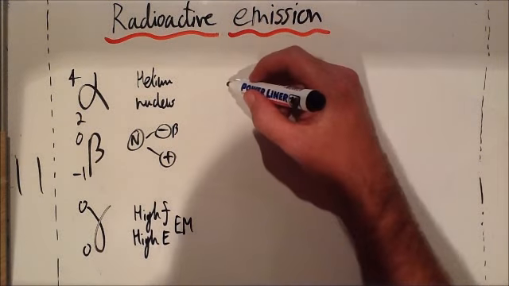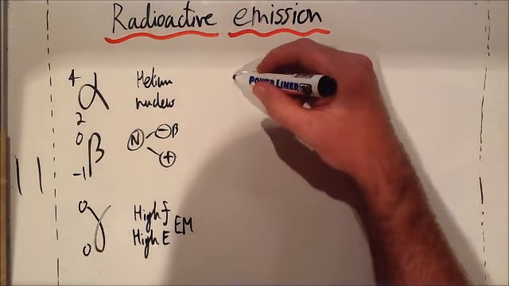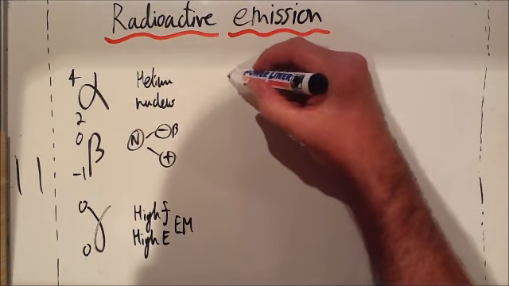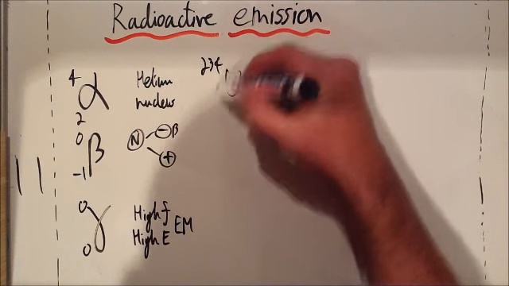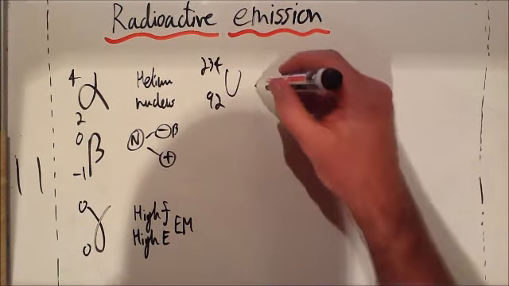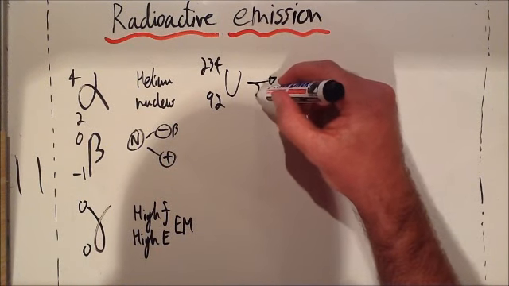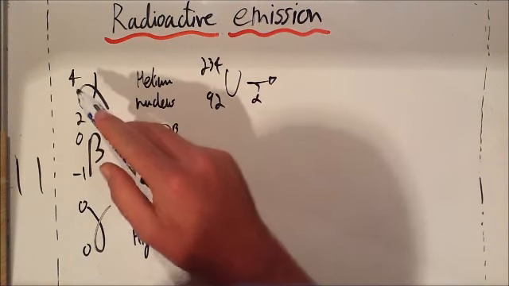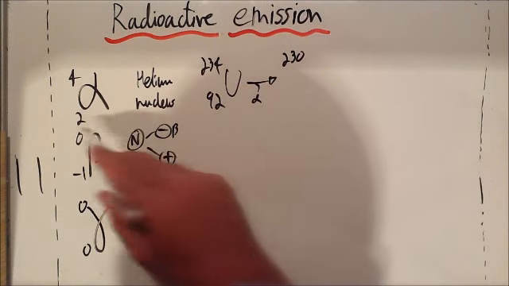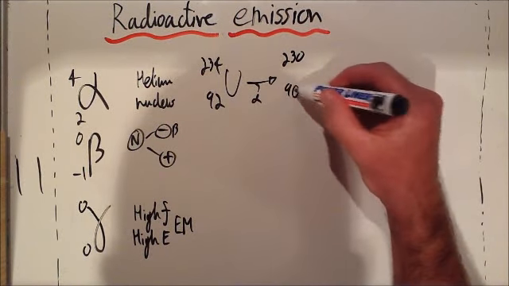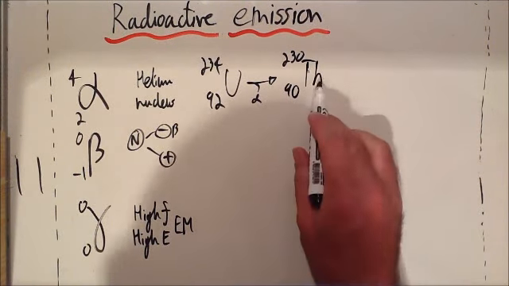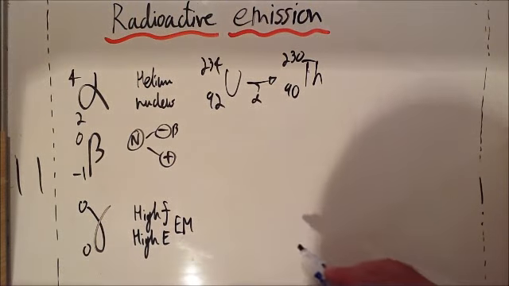So let's figure out what happens in each of the cases. If we start off with uranium-234, an unstable isotope, when we emit an alpha particle, then we remove 4 from the top number, so that will be 230, and we remove 2 from the bottom number, which is 90. This is going to leave us with thorium. Now, you don't need to know which element is given off, you just need to figure out the numbers.